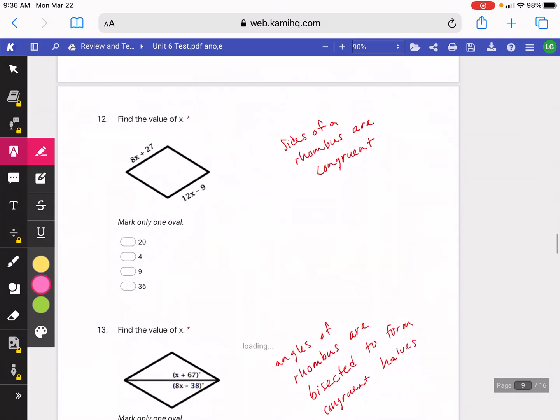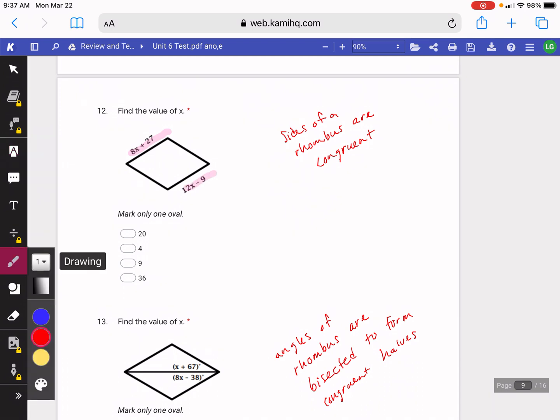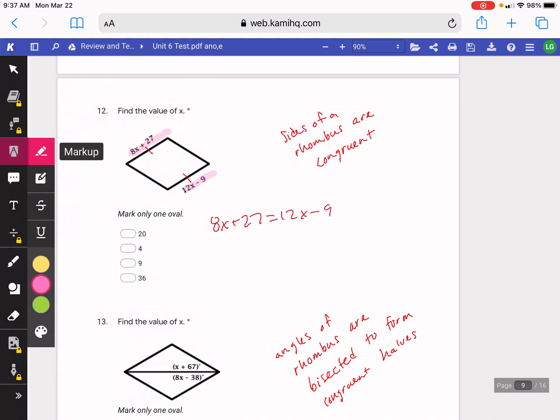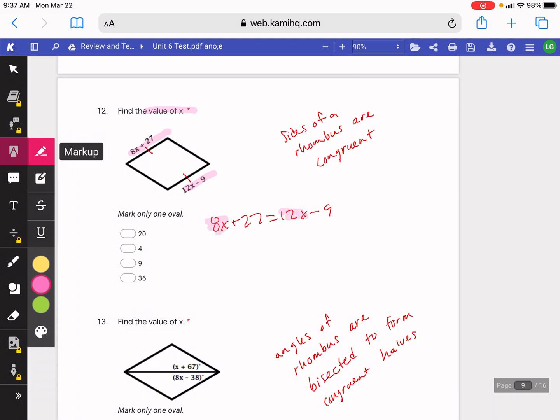Since we know that for a rhombus all the sides are congruent, then that means here we could say that 8x plus 27 is equal to 12x minus 9. Here we're finding the value of x. Since this one has an x on both sides, I'm going to get rid of one of them. I like to get rid of the smaller one, so I'm going to get rid of 8x.